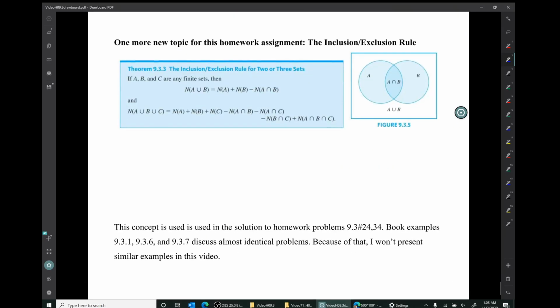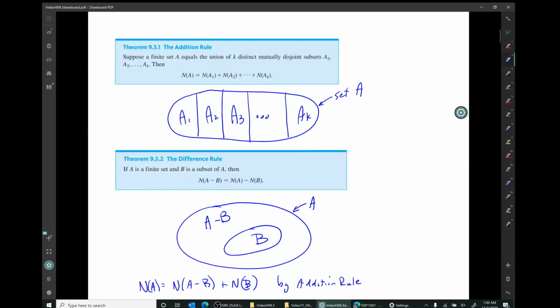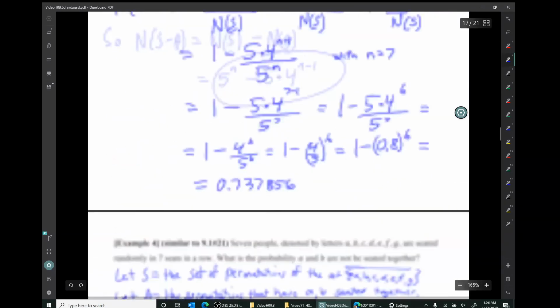Now there's one more new topic for this homework assignment. It's called the inclusion-exclusion rule. Before discussing this rule, let's go back to the beginning. Remember the addition rule. It says if you have a set that's a union of disjoint sets, then the number of elements in the big set is equal to the sum of the elements in all the constituent sets. Those are non-overlapping sets. Those are disjoint sets.